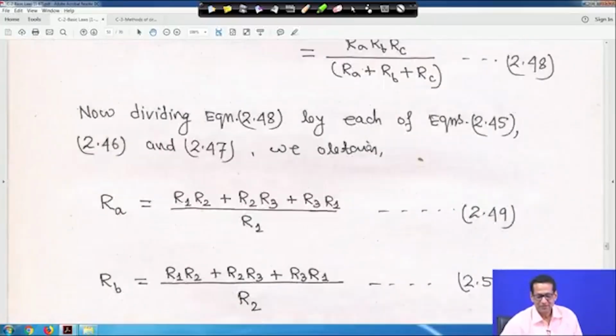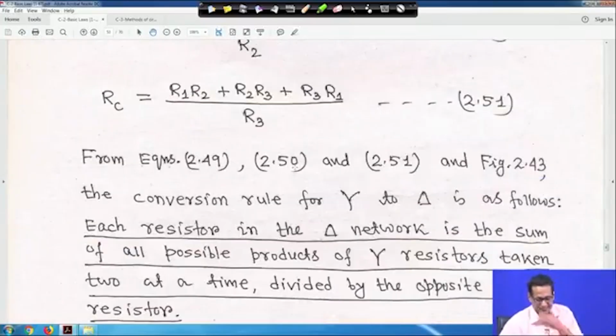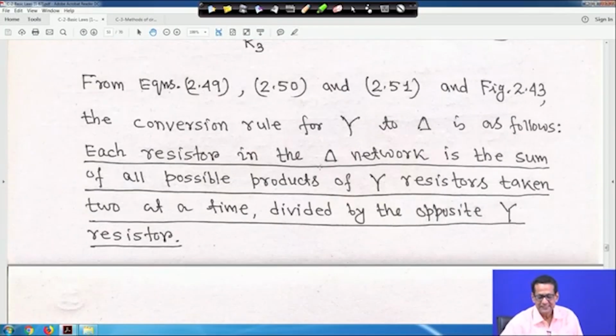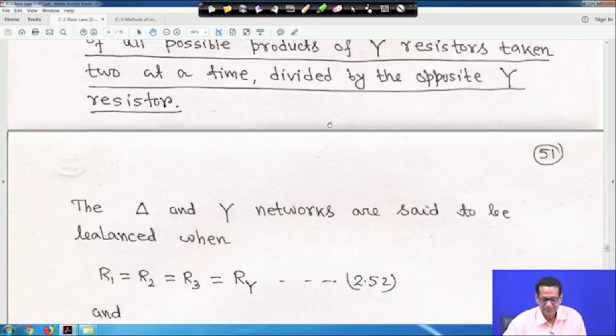So, this is your star to delta conversion, right. So, each resistor in the delta network, I made something underline, that is the sum of all possible products of star resistances taken 2 at a time divided by the opposite Y resistor, the opposite Y, that's all, right. So, this is easy for you, right.